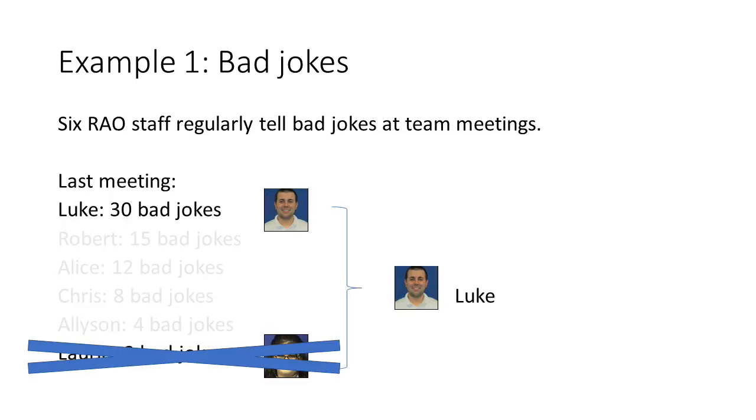So just using that information of Luke telling more bad jokes in the last meeting, we know that most likely Luke is going to tell more bad jokes at the next meeting as well. If we wanted to do a percentage on it, we could say we're probably 90% confident that Luke is going to tell more bad jokes, or 80% confident, with some wiggle room in there for error.